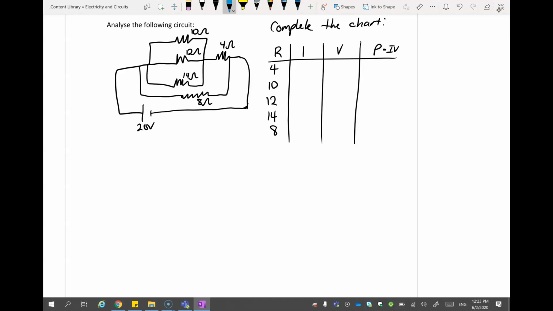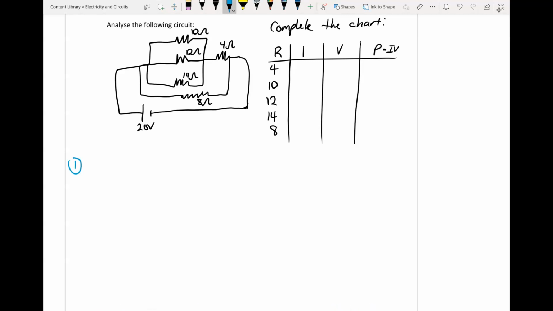Alright, so let's get started in trying to complete this chart of information. I'm going to separate the upper part of our circuit, and then our lower part of the circuit is just going to be 8 ohms. So I'm going to find the resistance total for the upper part of the circuit. So I'm going to ignore the 8 ohms for now. So just looking at the upper part of the circuit, we have the parallel of 10 ohms, 12 ohms, and 14 ohms. And I'll inverse because this is again a parallel. And then beside that we have 4 ohms for our resistor that is in series with it.